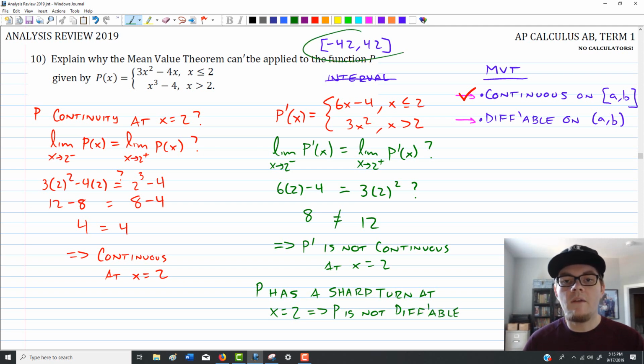So again, I'll probably go back and fix this question so it looks like this, but for the moment, here's a sharp turn at x equals 2, so p is not differentiable, which means we can't apply the MVT.